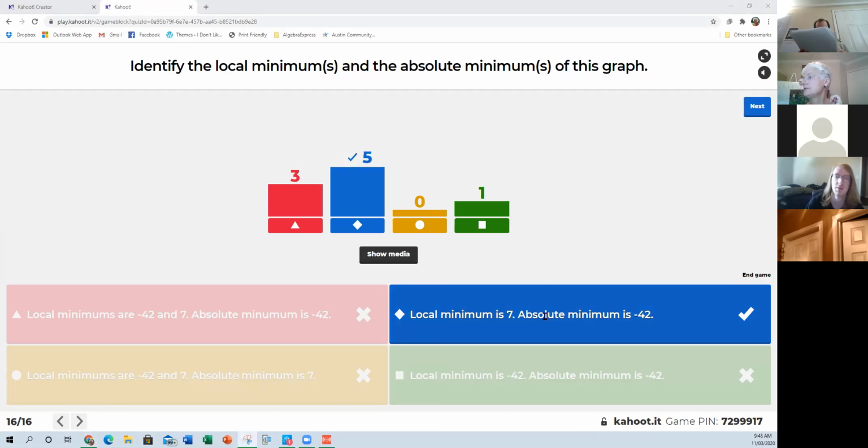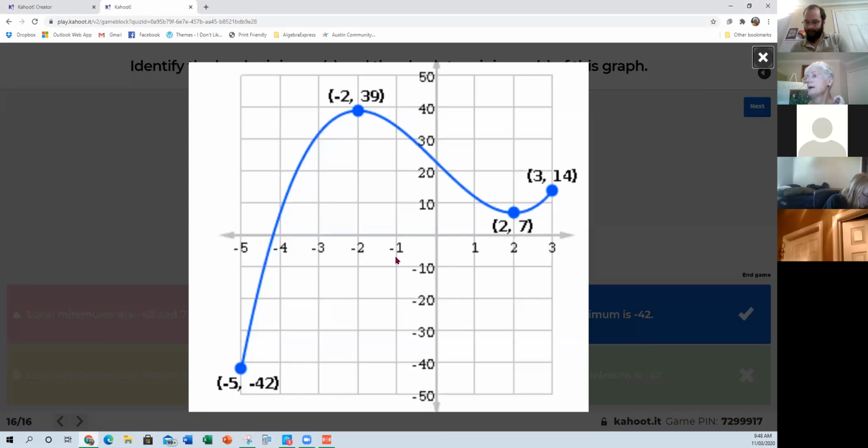So good, most of y'all got this. Let's look at this. So we want the local and the absolute. Remember, local cannot be an endpoint. And maximums and minimums are always the y values. So the only place that we have a local minimum is right here, that's 7.